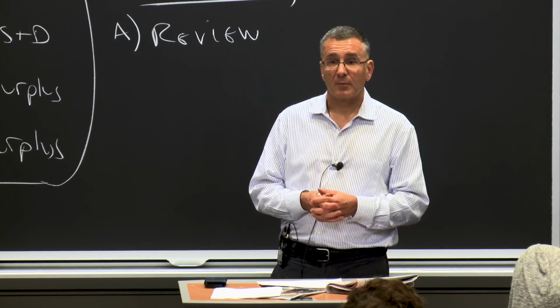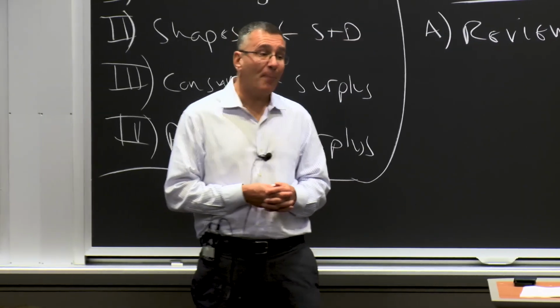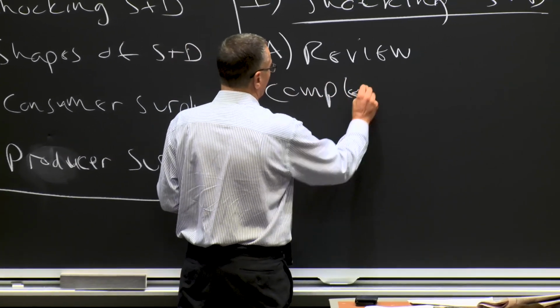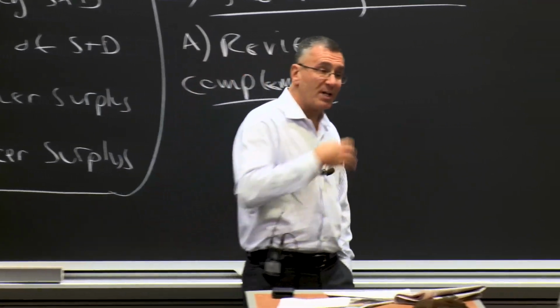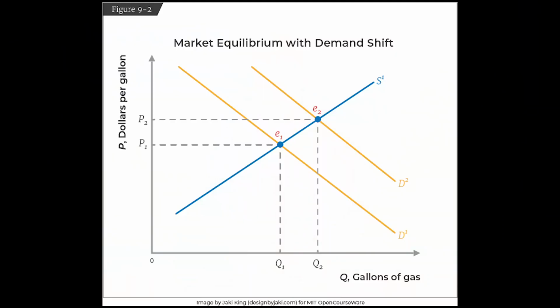SUVs require a lot more gasoline, so the demand goes up? Yes. SUVs are what we call a complement, as opposed to a substitute, for gasoline. When demand for SUVs goes up, demand for gas goes up. So the demand curve would shift out. So we would end up in a situation like figure 9.2.